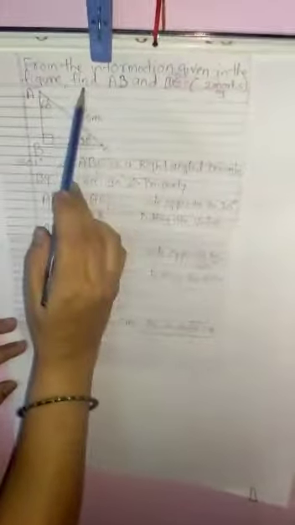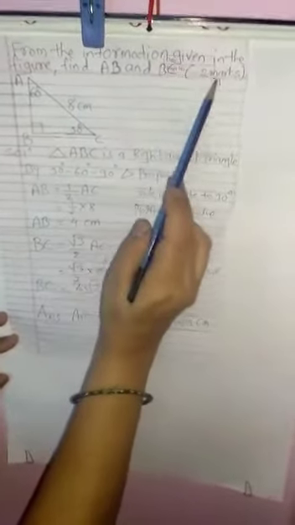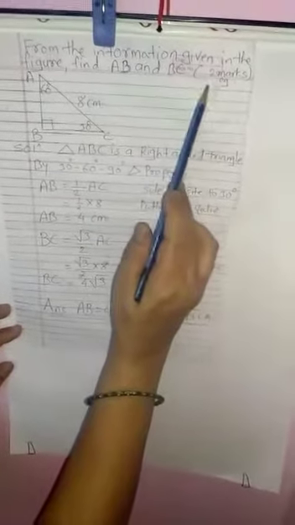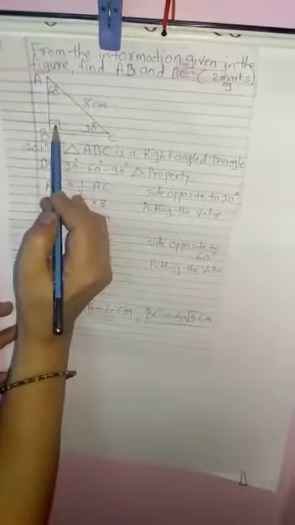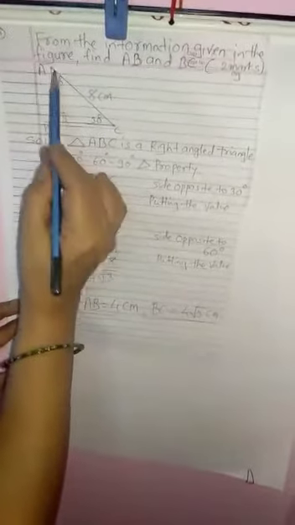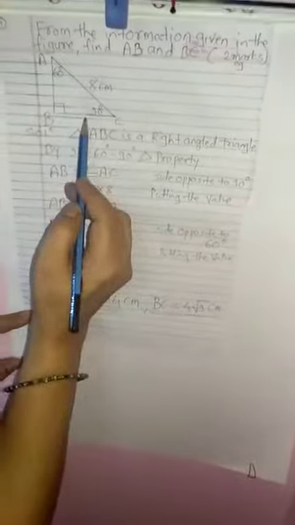Now another example is based on the 30, 60, 90 degree property. From the information given in the figure, find AB and BC. Now when two values are asked, such type of examples come for 2 marks. So here I have written this is an example of 2 marks. In triangle ABC, angle B is 90 degree, angle C is 30 degree and angle A is 60 degree given. Length of the hypotenuse AC is given as 8 and from that we have to find AB and BC.